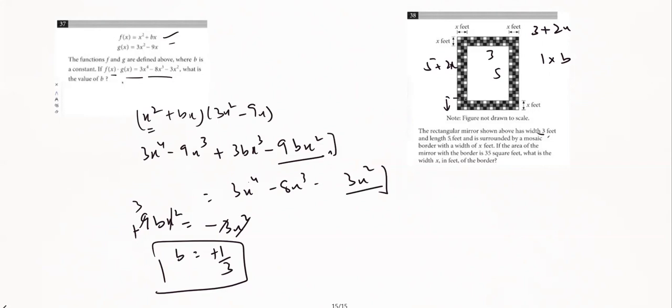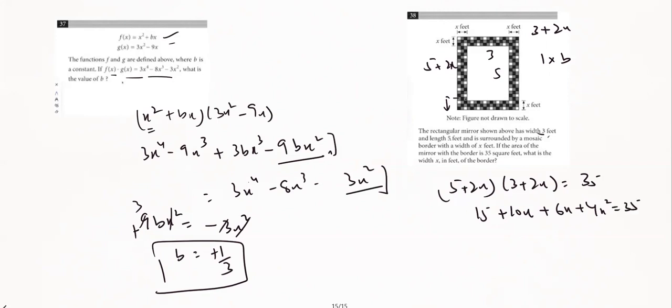Okay, next thing. So we have to find length into width. 5 plus 2x into 3 plus 2x is equivalent to 35. 5 times 3, 15. 5 times 2x, 10x. Plus 2 times 3, 6x. Plus 2 into 2, 4x square, is equivalent to 35. So 4x square plus 16x plus 15 minus 35.